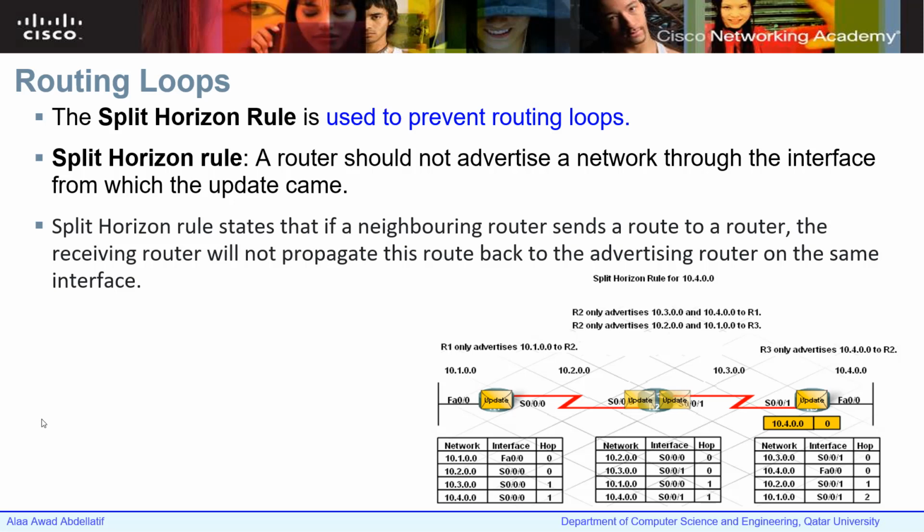Second is to put a hold down timer. So I will put this in hold. If I receive wrong information about this link from other routers, I will not update my table. Third is to avoid sending back the same information to the same source, which is the source of the information. So I will not send updates about this route to the source of this route, the owner of this route, the advertising router. Okay? Clear? This is the split horizon rule.